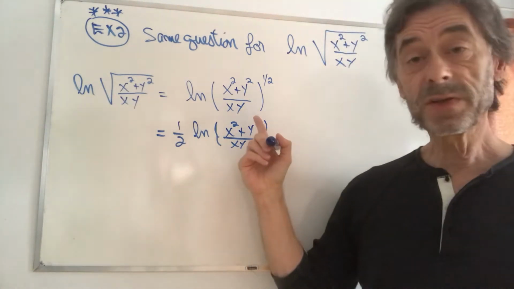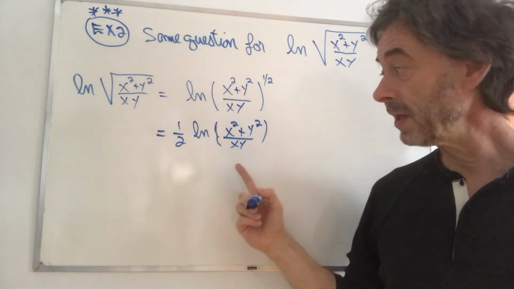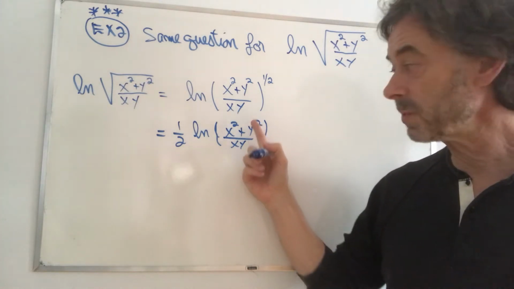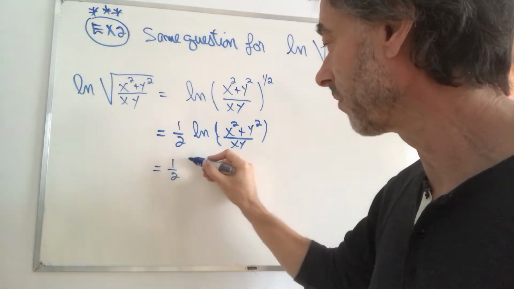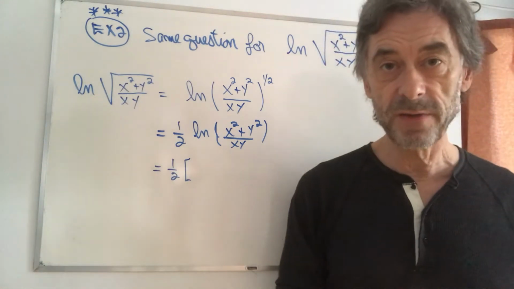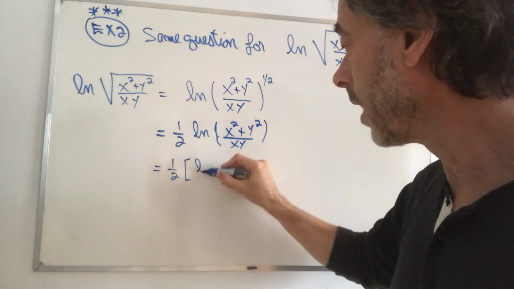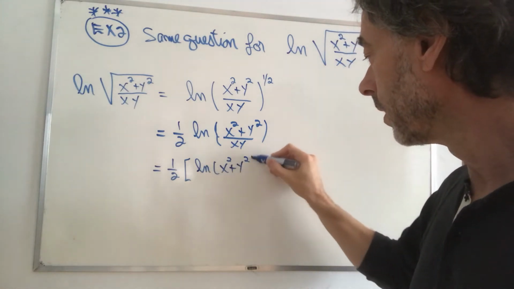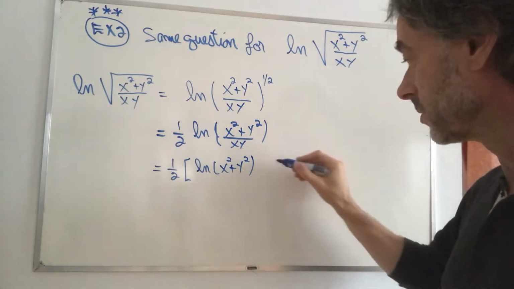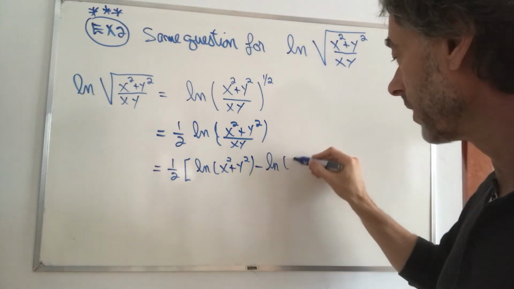Now what's this? This is the ln of u over v, right? So my u is x squared plus y squared, my v is xy. So I can totally write this as 1/2, big bracket because the 1/2 will affect everything. The ln of the top, x² plus y². And then it's a division, so it's a minus the ln of xy.